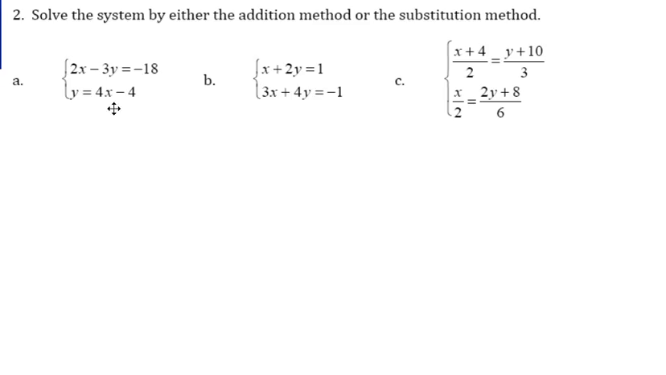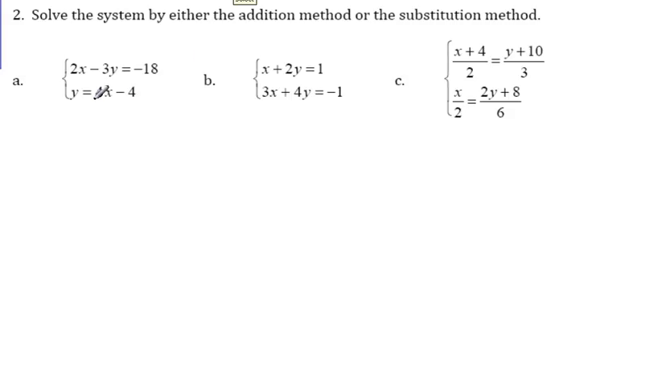Okay, for number 2, our instructions say solve the system by either addition or substitution. So I'm going to look and see which each one lends itself to better, and then I'll pick the method that I think it lends itself to. But you, of course, can choose either method that you want based on what your preference is or what you think it's set up for. When I look at A, since the second one is already solved for y, I'm going to choose substitution.